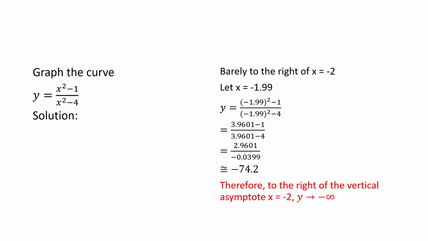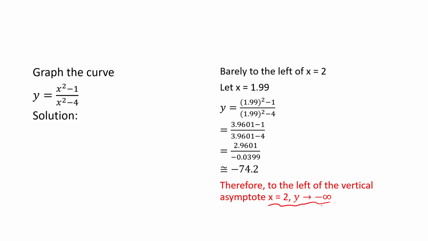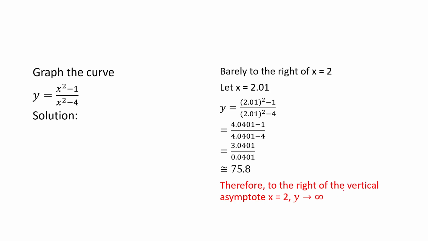Well, let's let x be negative 1.99. When we evaluate y, we get negative 74.2. That tells me that slightly to the right of x equals negative 2, y is going down to negative infinity. Now, barely to the left of the other vertical asymptote, x equals 2, we let x equal 1.99, and y is negative 74.2. So we see that y is going to negative infinity to the left of that vertical asymptote. And to the right of that vertical asymptote, we're letting x be 2.01.